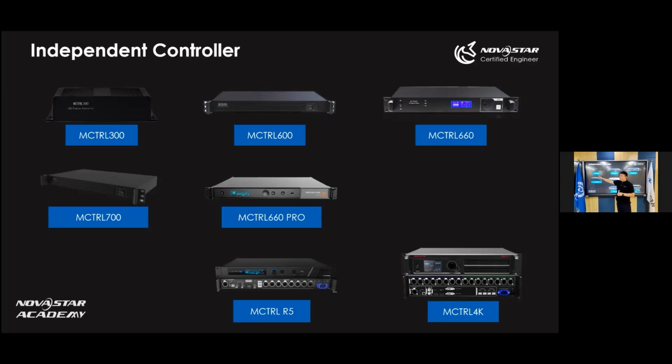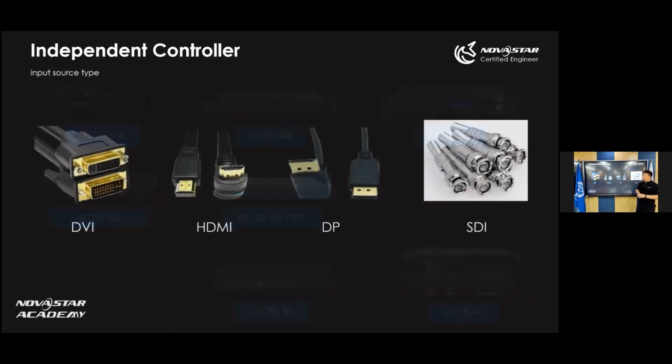So from the original one, we covered M-Control 300. There is also another model named the MSD 300, which is a card without this box. So from the M-Control 300 to the M-Control 4K, what is the logic behind this? I divide them into 3 evolution lines. The first, let's take a look.